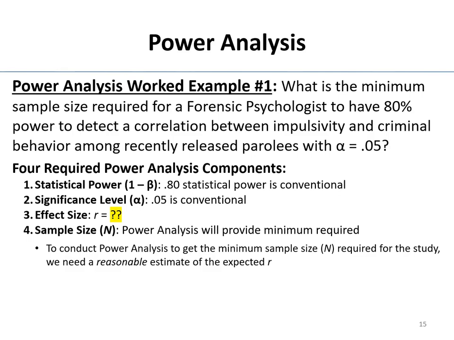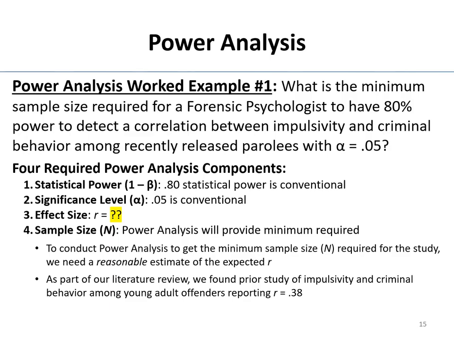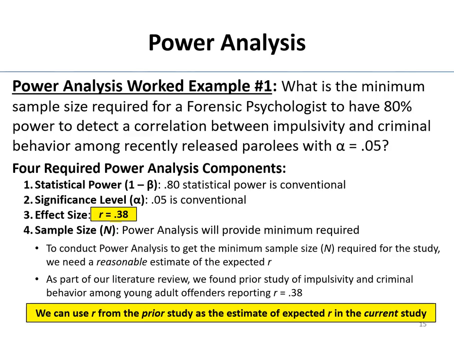So to conduct the power analysis and get the minimum sample size required for our study, we need some reasonable estimate of the R, our correlation coefficient, we expect in the study. So let's say as part of your literature review, we find a prior study on impulsivity and criminal behavior among young adult offenders, and they reported a correlation coefficient between those variables of 0.38. We can use that correlation coefficient from the prior study as a reasonable estimate of the expected correlation we will find in our current study. So that will be our estimated effect size.